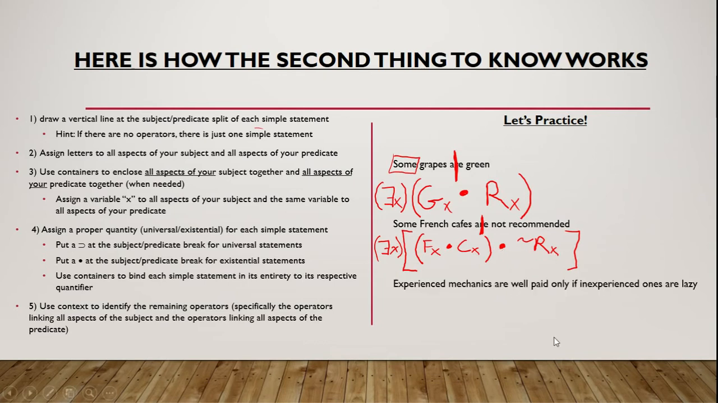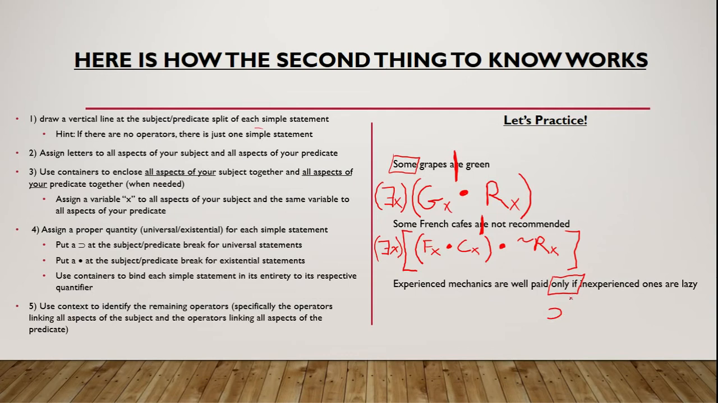Okay, let's try this last one. Experienced mechanics are well paid only if inexperienced ones are lazy. Step one, draw a vertical line at the subject predicate split of each simple statement. So we see here in the middle of this one that only if is going to be a horseshoe operator.